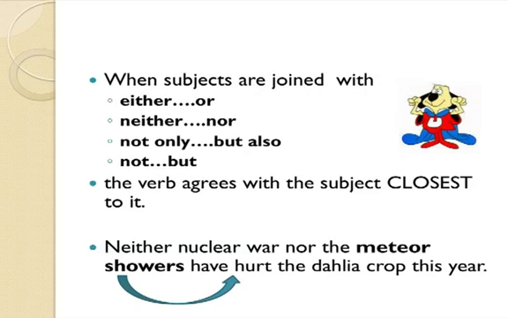When subjects are joined with the structures of either or, neither nor, not only but also, or not but, the verb is going to agree with the subject that is closest. For example, neither nuclear war nor the meteor showers have hurt the dahlia crop this year. So first off, we have the neither nor structure. So then we have to look at the word that is closest to the verb. And in this case, nuclear war would be singular, but meteor showers, which is closest, is plural. Therefore, it takes the verb of have hurt.